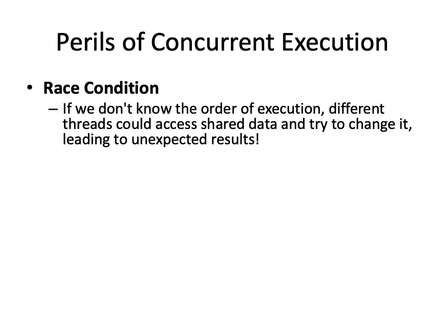Now, a race condition is basically, we don't know the order that threads or processes are going to be executed on CPU or on different CPUs. And so that means that different threads could be accessing a resource and try to change that resource, which could lead to unexpected results. Now let's do an example with threads.